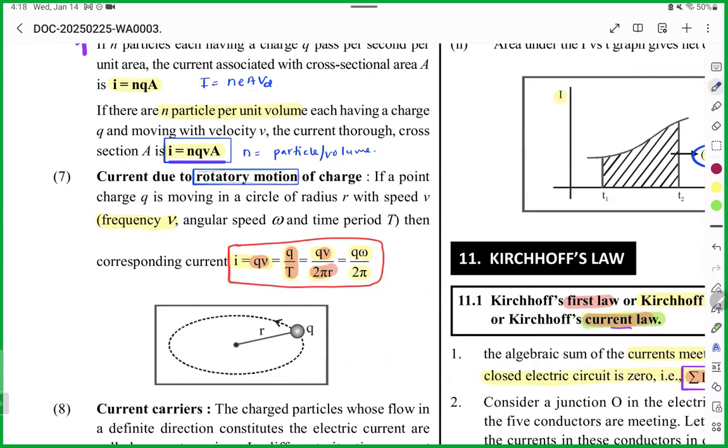In case of rotational motion, current is equal to charge upon time. 1 by time is equal to frequency. Velocity in rotational motion is equal to 2πr, the length, by time. So can you say that time will be equal to 2πr by velocity? That's what we wrote. Charge remains the same.